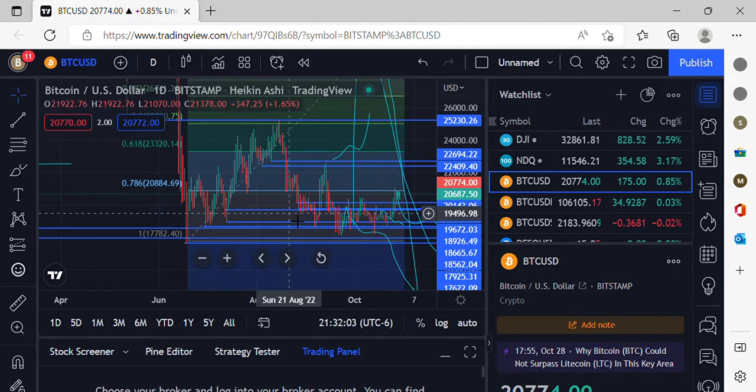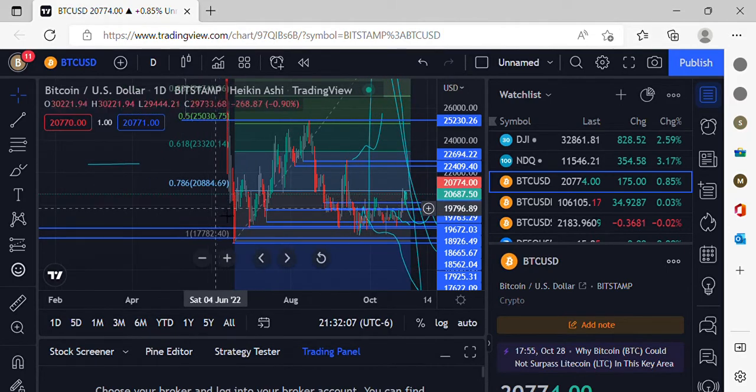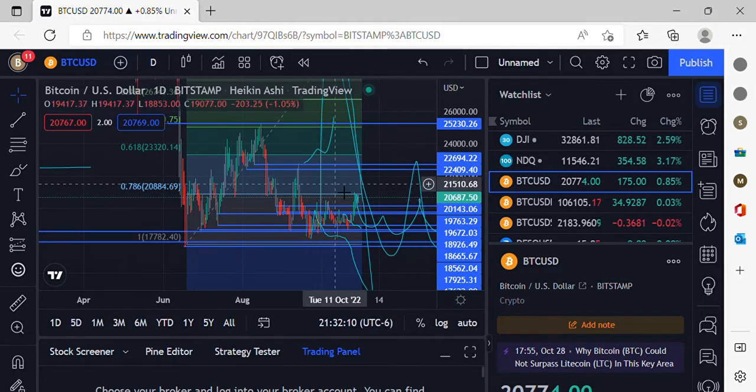But here we are, back up at that resistance, testing that 786 at the 20,084. That's the area we've been checking out. So if we make it over that 786, we could make some moves up towards that 22,694, and get above that 25,230. Definitely could get bullish. Decent recovery, start making some movement to the upside.